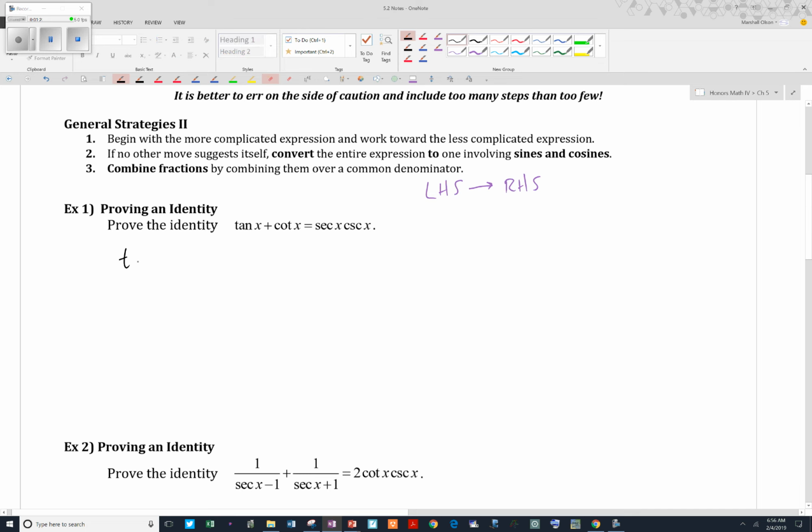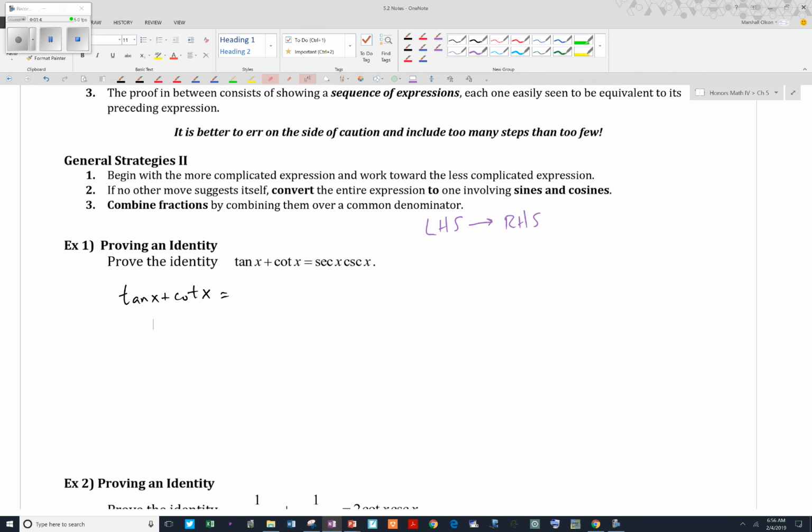So since I'm starting with the left-hand side, I'm going to rewrite it, okay? You must start by writing at least one of the sides. Like I said, I'm always going to start with the left-hand side, but you have to rewrite it, okay? You can't just start by simplifying. So I'm going to start by writing the left-hand side, and then I'm going to start trying to either substitute or get things to change so that I can get it to become that right-hand side there.